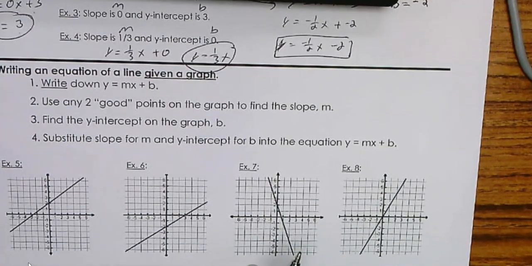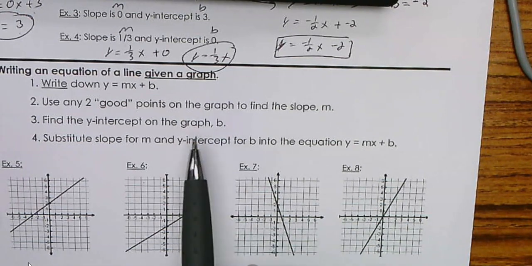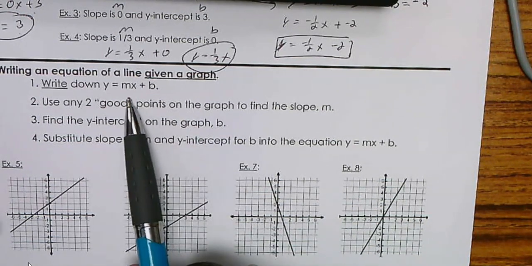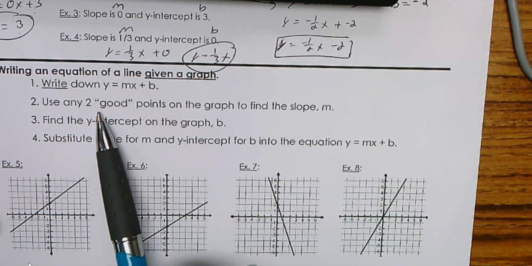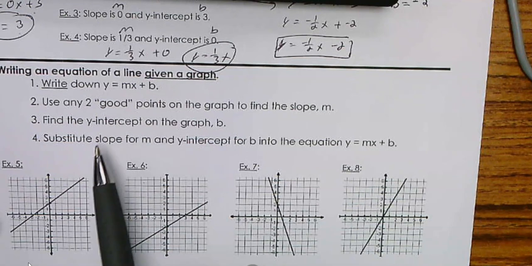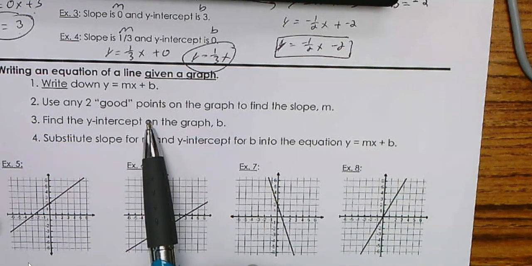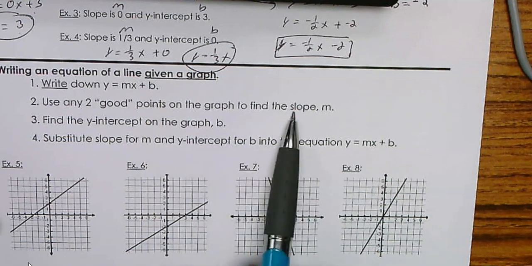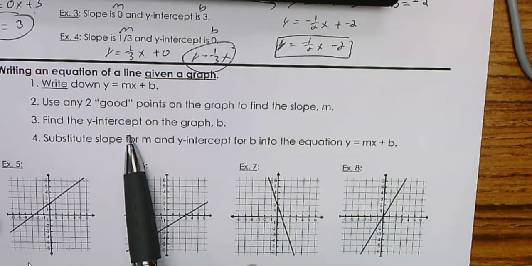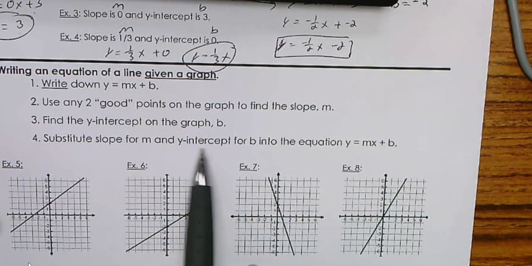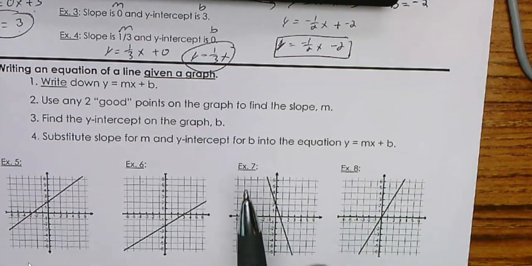In the second type, it says write an equation for a line given a graph. The rule is write down the equation y equals mx plus b. Use any 2 good points. Good points are points that occur at corners. Find the slope from one point to the next, and then find the y-intercept, or the b value. Then substitute m and b into y equals mx plus b. So what I mean is this.